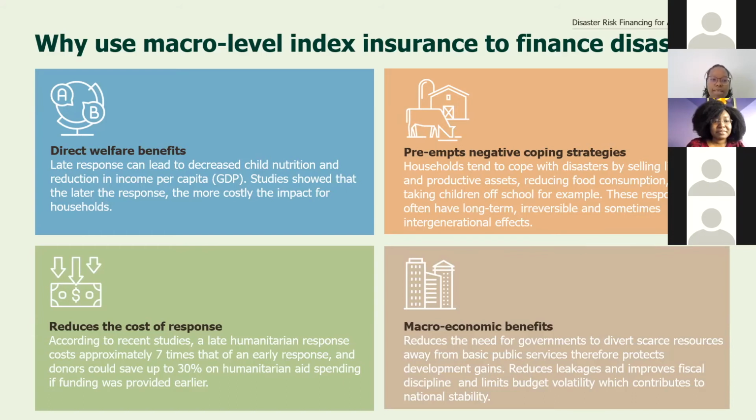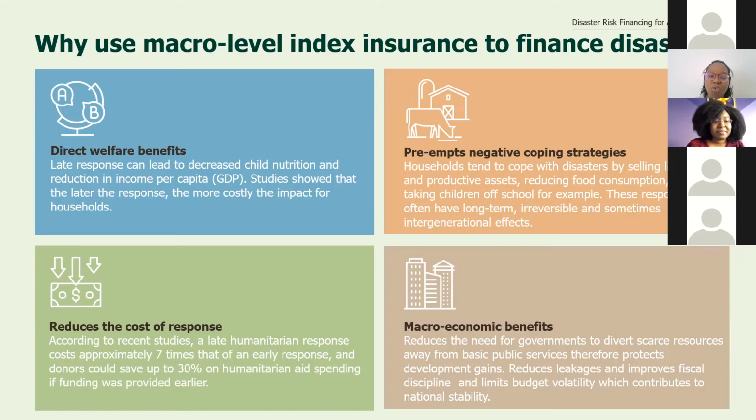Studies have shown that late response when a shock occurs can be more costly for households. And this is in terms of nutrition and consumption firstly, but secondly, in terms of their capacity to earn. So the earning capacity or potential of households can be severely affected by disasters, but the use of macro-level solutions can help limit that impact.